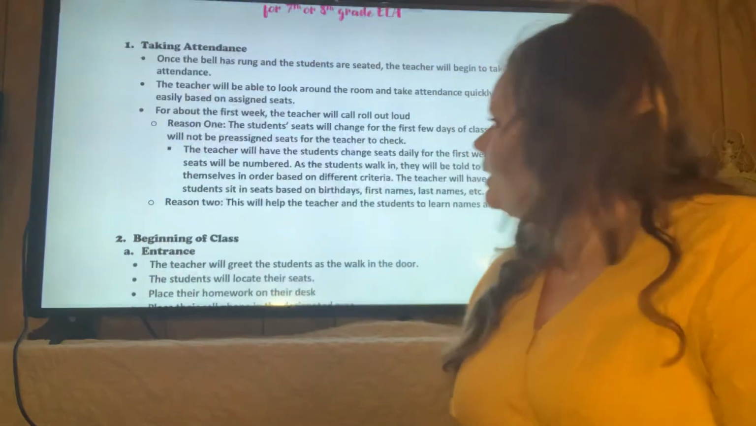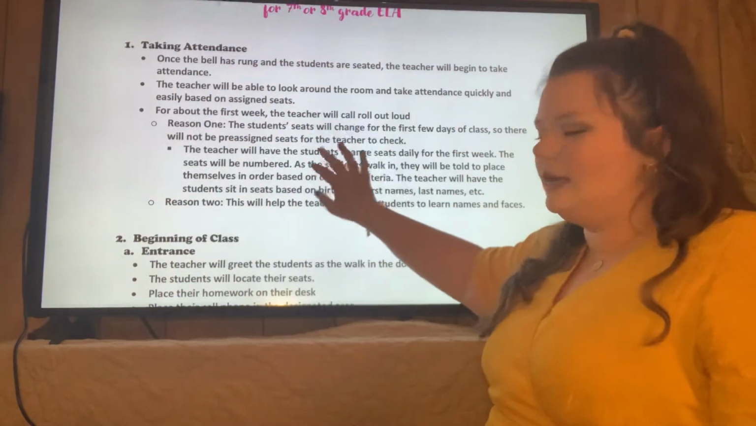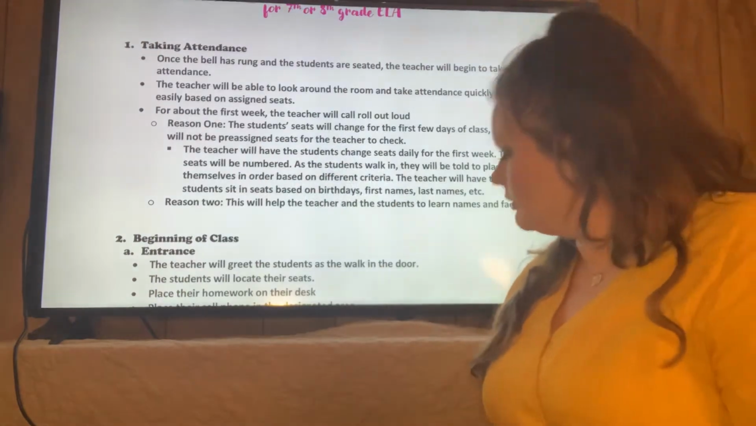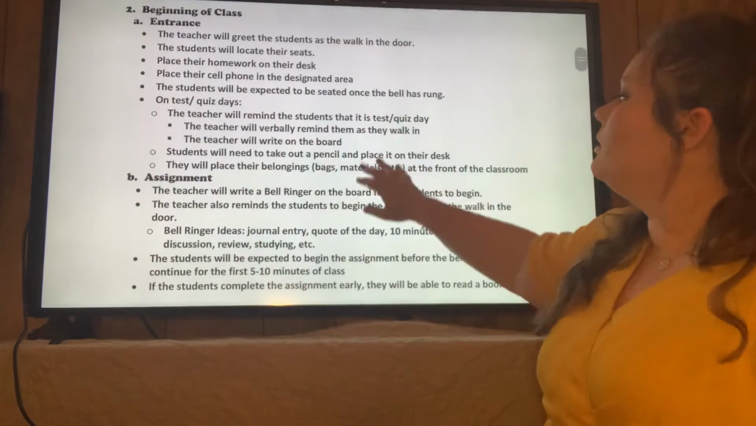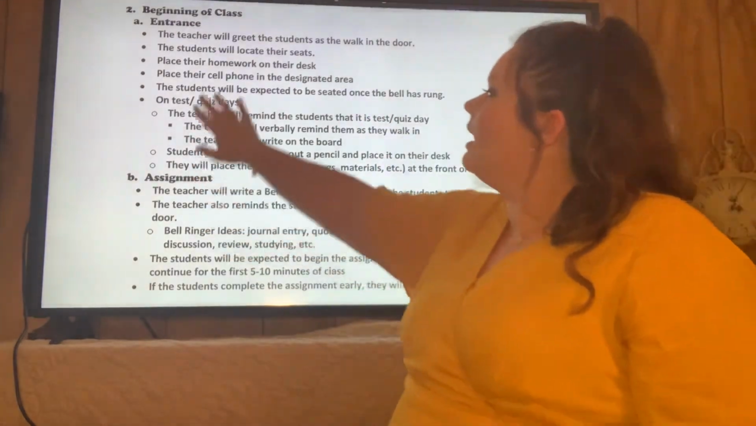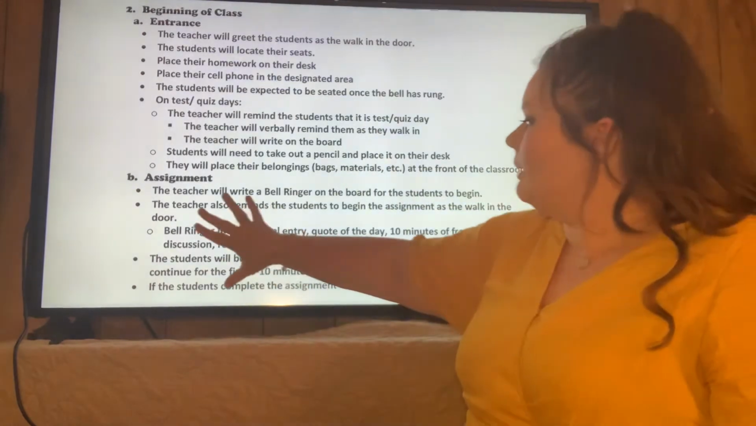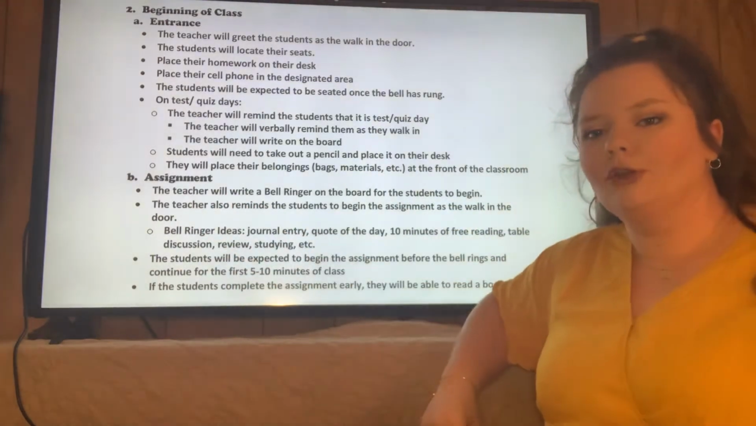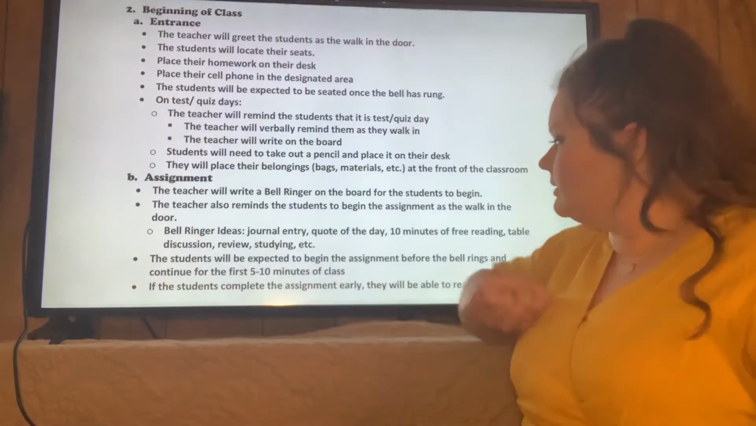So the first one is taking attendance. This is just how I expect my students to come in and how I will take attendance for them. The next thing is beginning of class. Going along the same idea, I have entrance, how I expect them to be entering the room, and what I expect them to be doing once they enter the room until the bell rings, and for about 5 to 10 minutes after the bell rings.